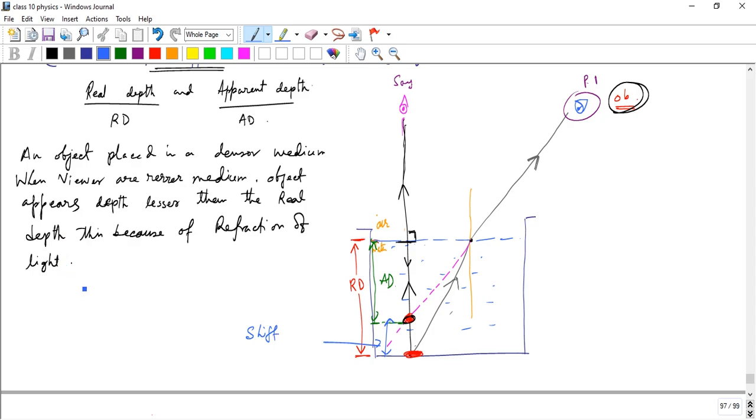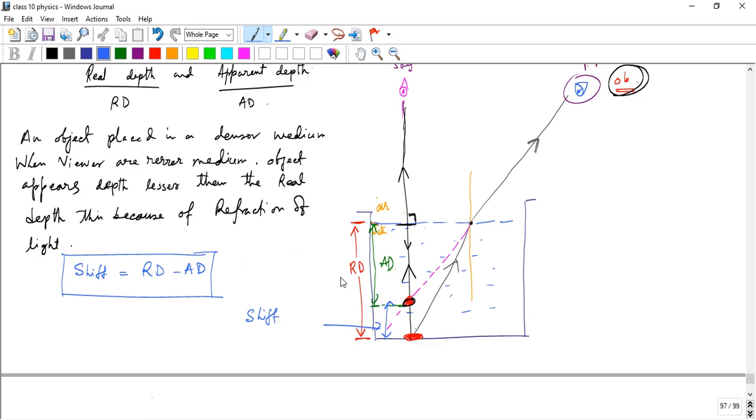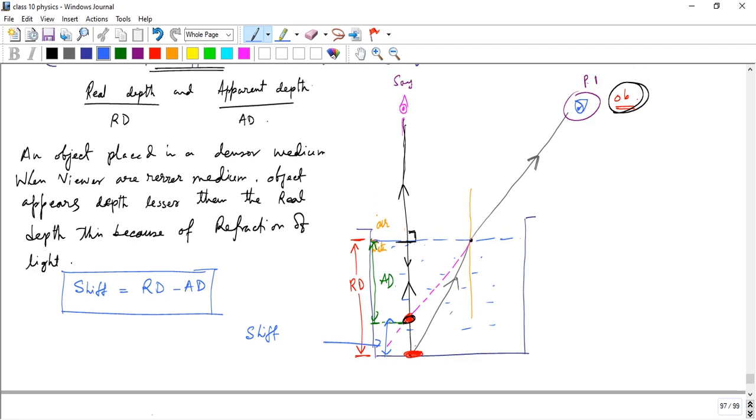So shift equal to real depth minus apparent depth. Okay, clear. So now if I calculate the shifting, what is shift, how the object shifts, and what factor the shift depends on. Okay, now calculate the shift.